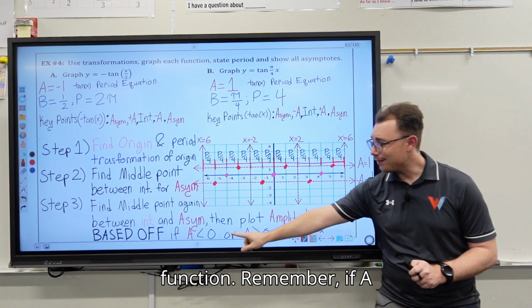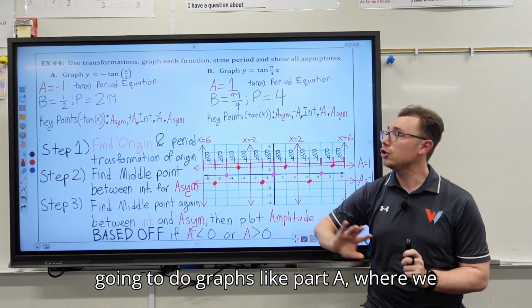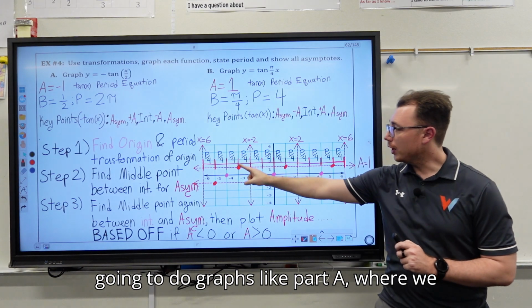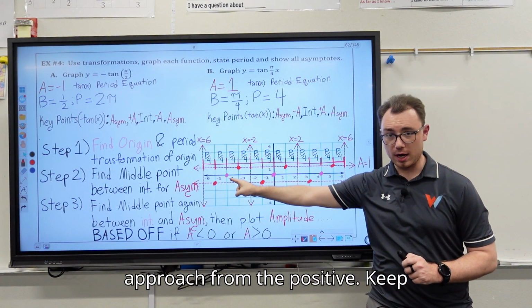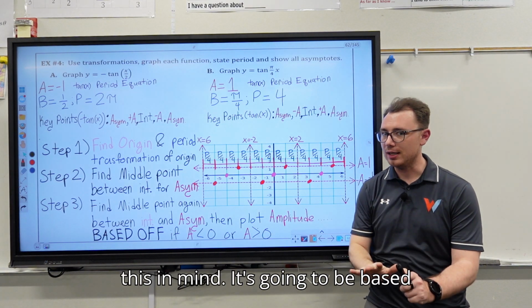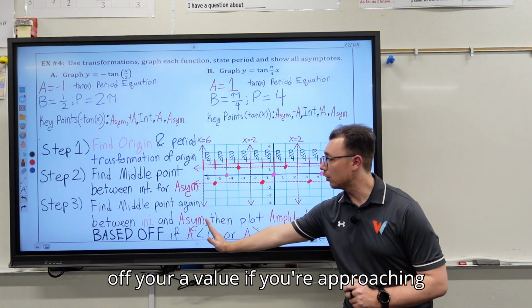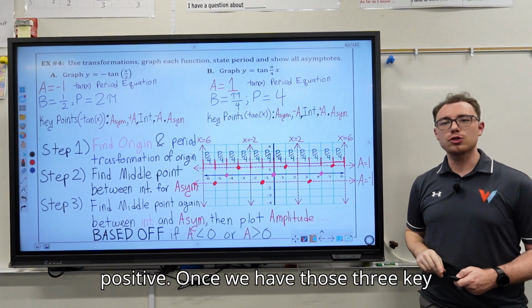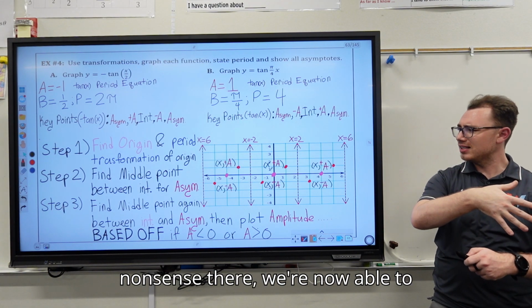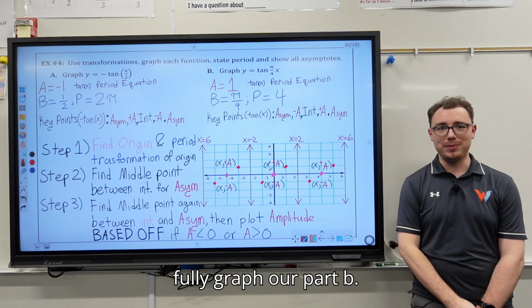Remember, if a is negative, it is less than 0. We're going to do graphs like part A where we don't approach from the negative, we approach from the positive. Keep this in mind. It's going to be based off your a value if you're approaching from the negative or approaching from the positive. Once we have those 3 key points, let me just get rid of all that nonsense there, we're now able to fully graph our part B.